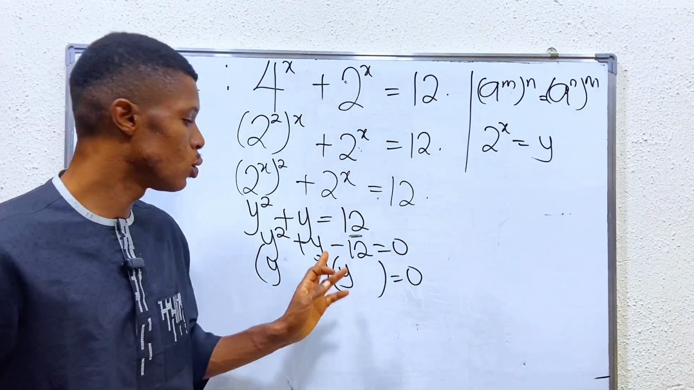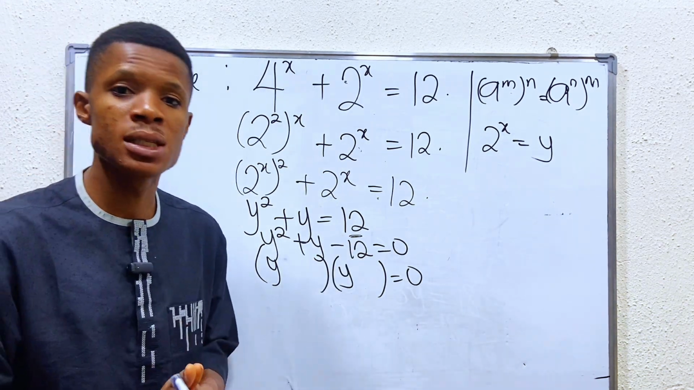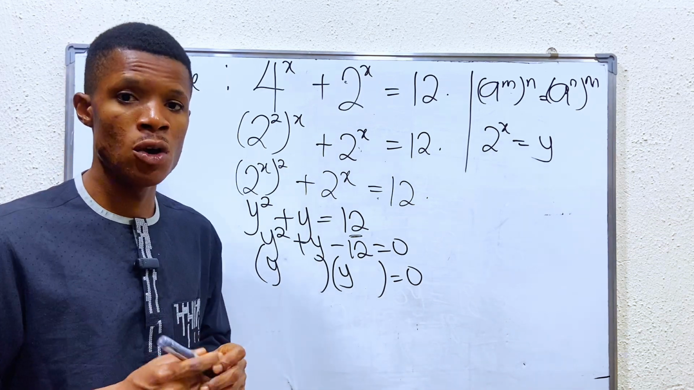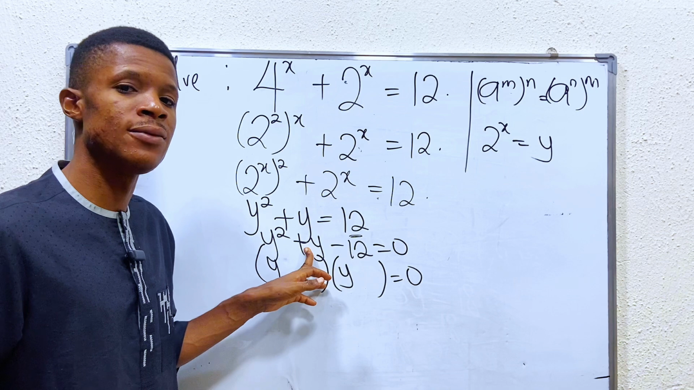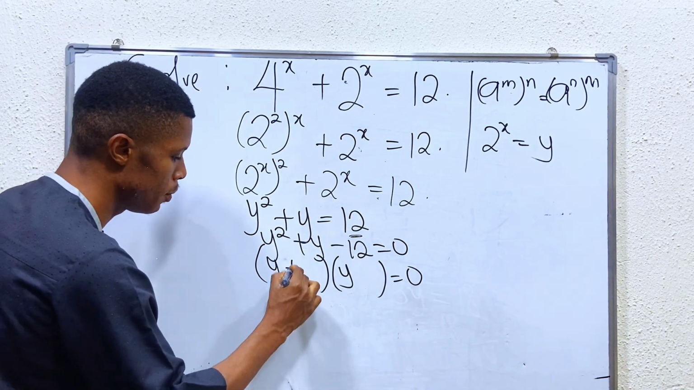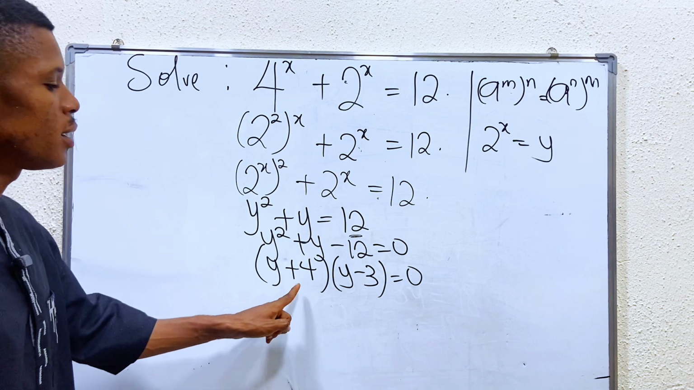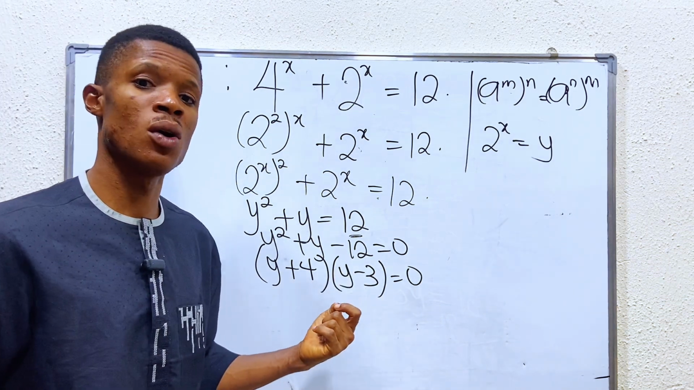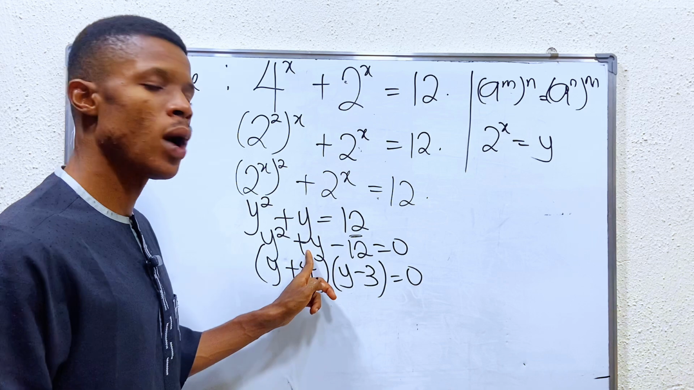Then the next thing is to look at the last term, minus 12. What are the numbers that multiply to get minus 12, but if you add them together, you are going to get positive 1? That is what? Plus 4 and minus 3. 4 times minus 3 is minus 12, and 4 plus minus 3 is 1.